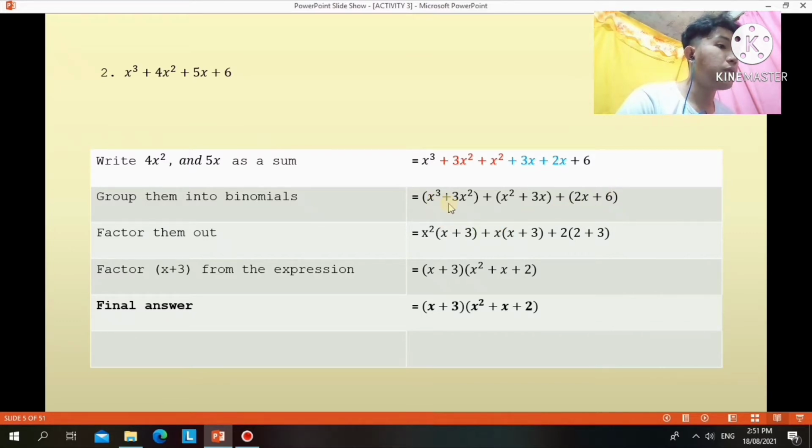The factor of x cubed plus 3x squared is x squared times x plus 3. The factor of x squared plus 3x is x times x plus 3. And the factor of 2x plus 6 is 2 times x plus 3. So factor out x plus 3 from the expression. It will become x plus 3 times x squared plus x plus 2. So the factor of x cubed plus 4x squared plus 5x plus 6 is equal to x plus 3 times x squared plus x plus 2.